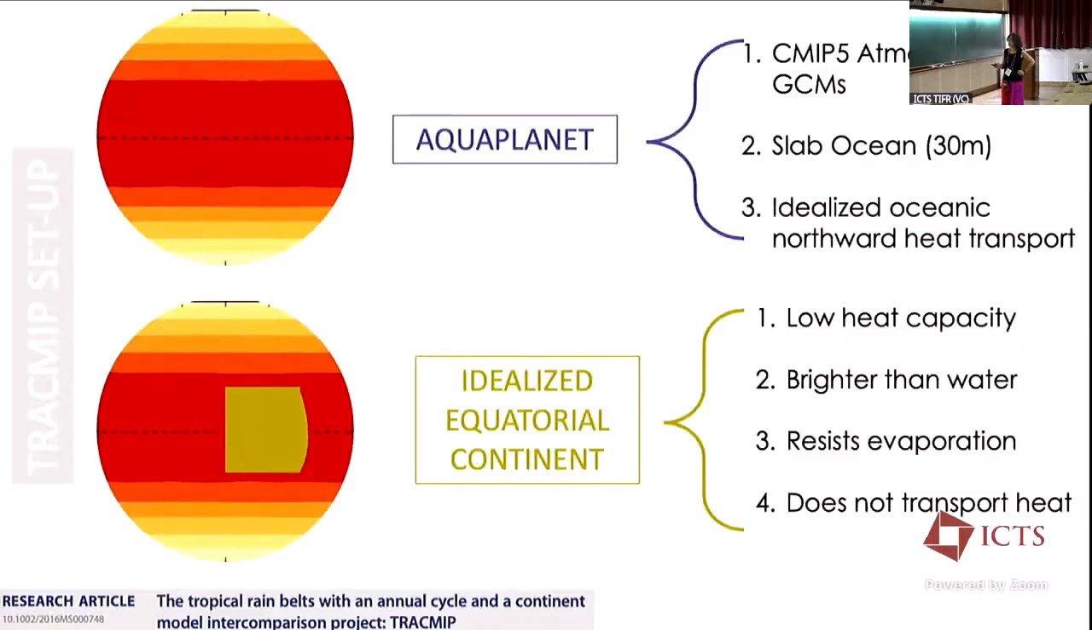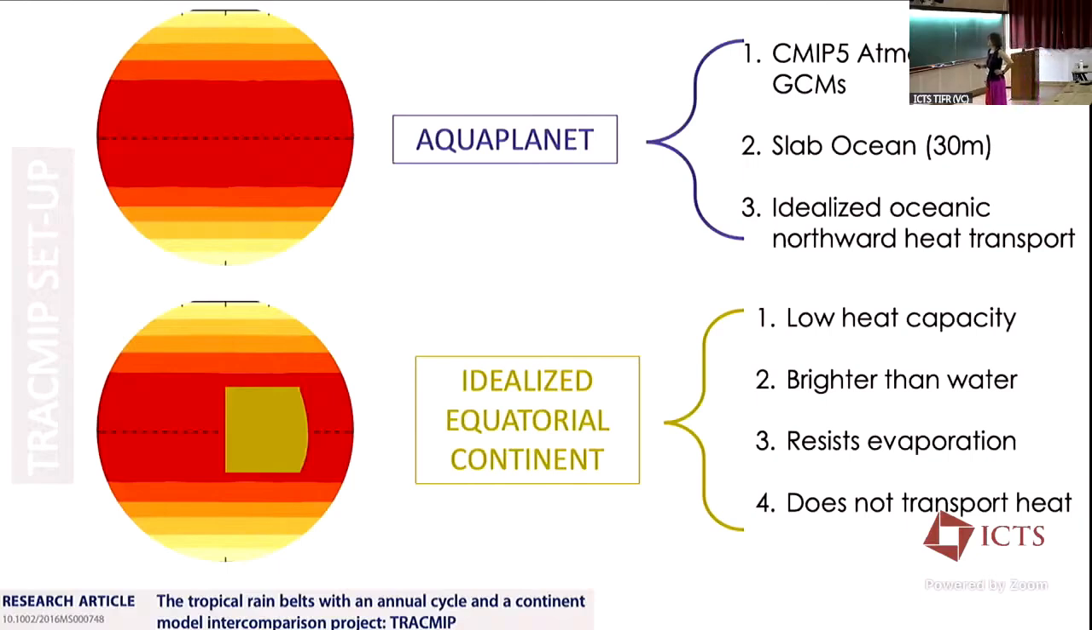So these experiments have been mentioned before. It has a mouthful of a name: the Tropical Rain Belts with an Annual Cycle and Continent Model Intercomparison Project, TRACMIP. And so we ran an aquaplanet, and we ran these idealized equatorial continent. Slab ocean for the aquaplanet. We put an idealized ocean northward heat transport. How did we do land? What did we decide to do?